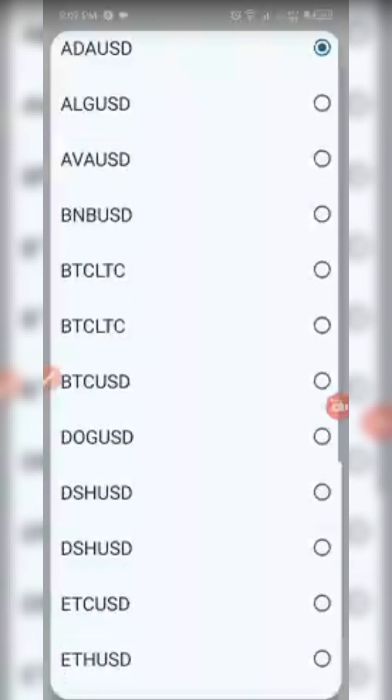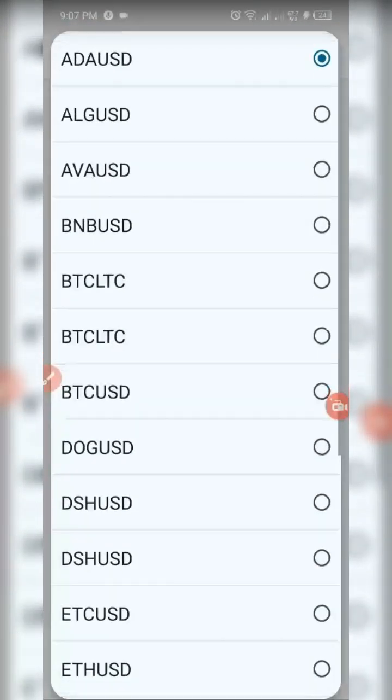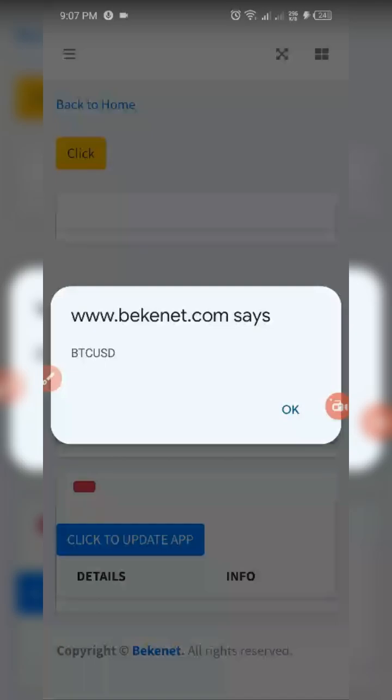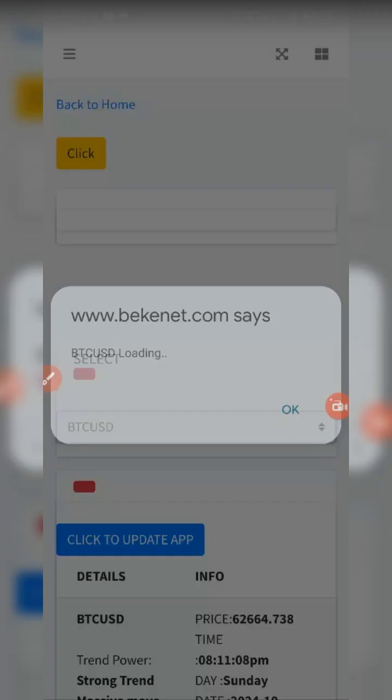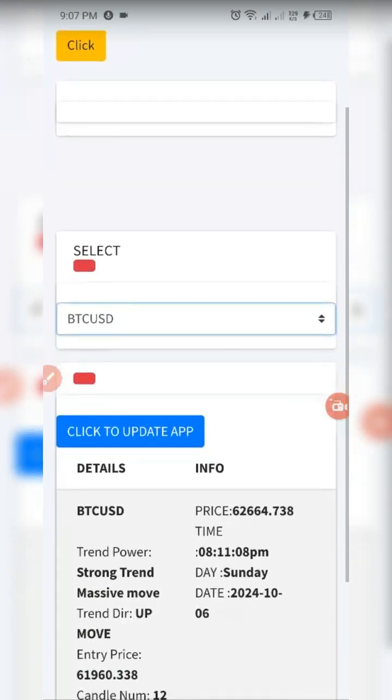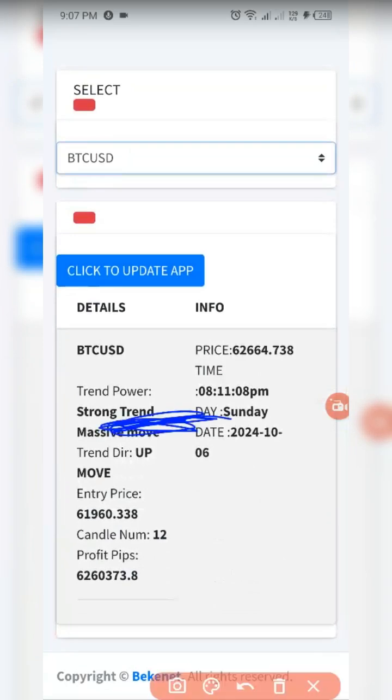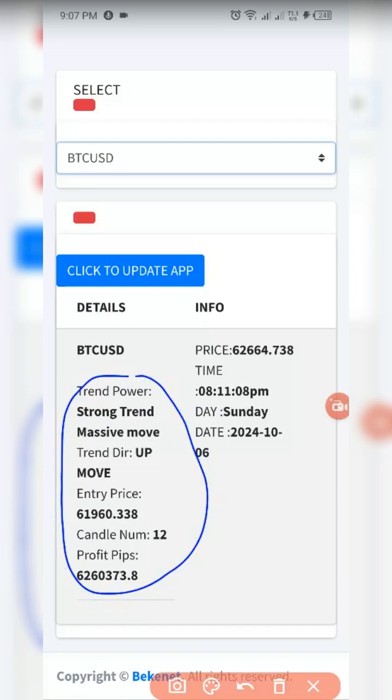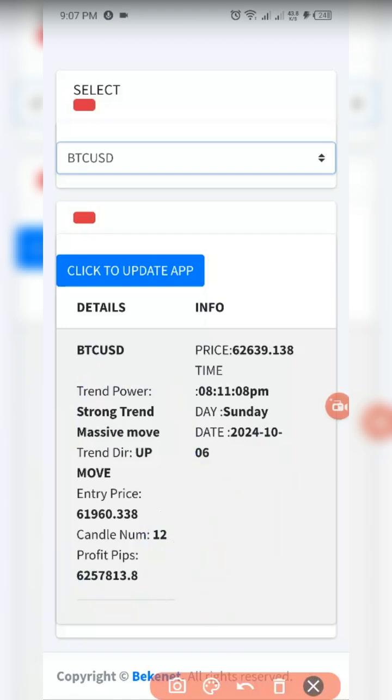Now let's use BTC for example. I'm going to select BTC. You click OK. Click OK again. Underneath it, you see that it's going to what? Give you the detailed information about this crypto. As you can see, it's telling us crypto is up. So crypto has been buying for the past 12 hours. Had it been we spotted it when it was zero candle, up move and all that, we would have taken a buy.